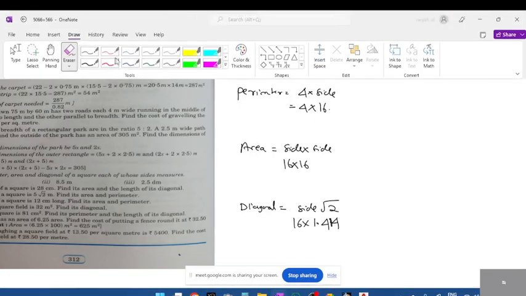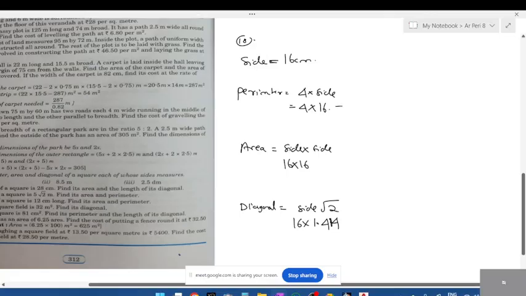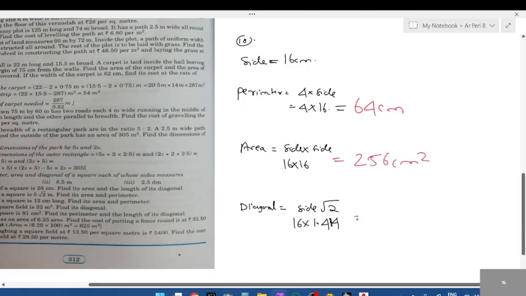What is 4 into 16, students? Yes. So perimeter is always in centimeters. Here 16 into 16 is 256 centimeter square. See, when you're multiplying 16 into 1.414, remove the decimal, 1414 into 16. Then you can place it. If not, some textbooks will just give 16 root 2.